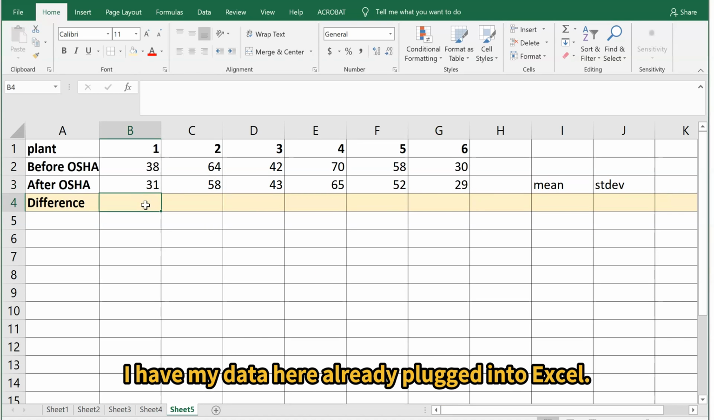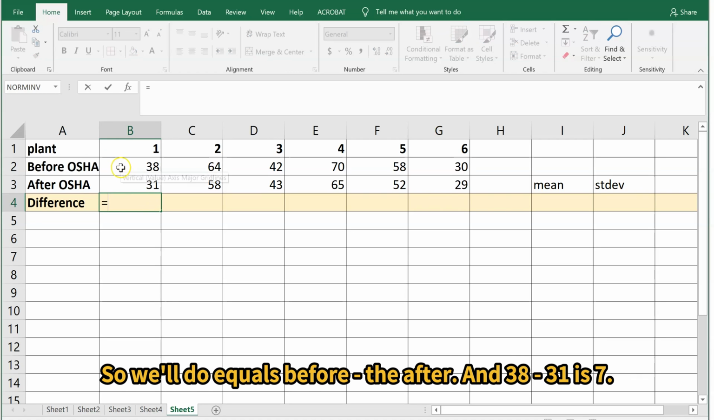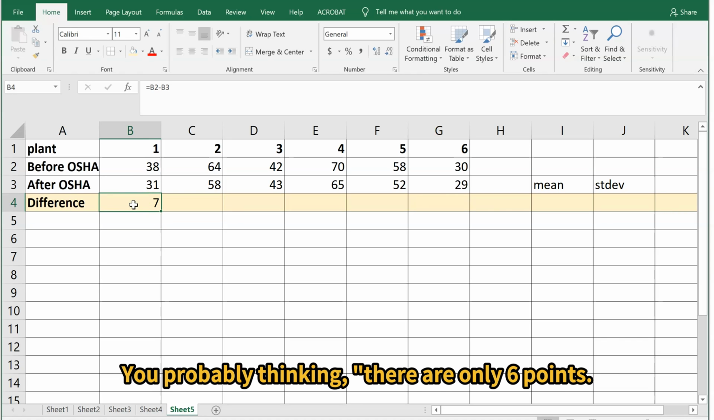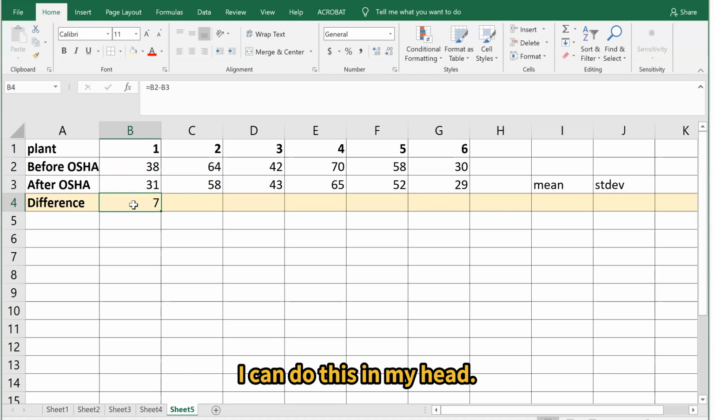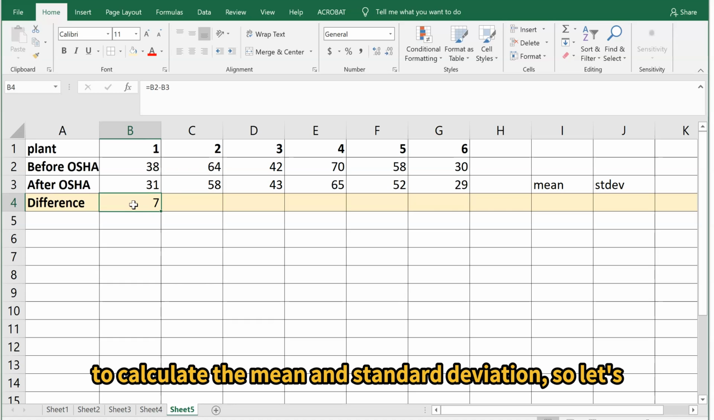So I have my data here already plugged into Excel, and I want to calculate the difference of before minus after. So we'll do equals before minus the after, and 38 minus 31 is 7. Now you're probably thinking, there are only 6 points, I can do this in my head, I can write them down. That's okay, but we've got technology and we're going to have to use it anyways to calculate the mean and the standard deviation, so let's take advantage of it.